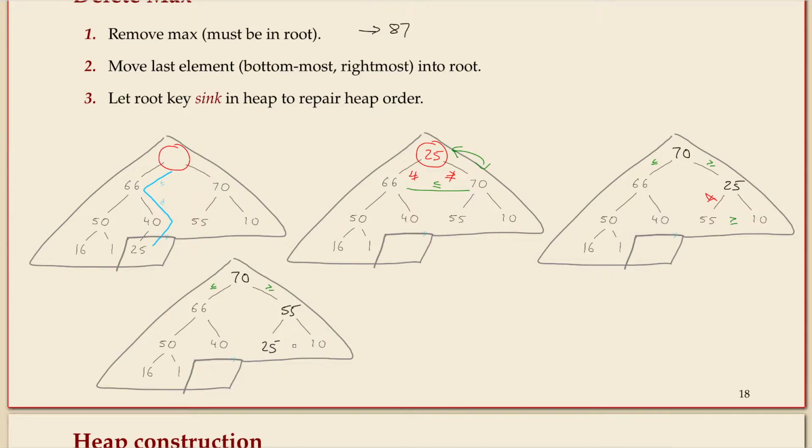Now, this time, we're fine just because we ran out of children that we could potentially mess up. And that's the usual way how this ends. We just trickle down the heap until we've reached the leaf level, and then there's no more children that could be out of order.